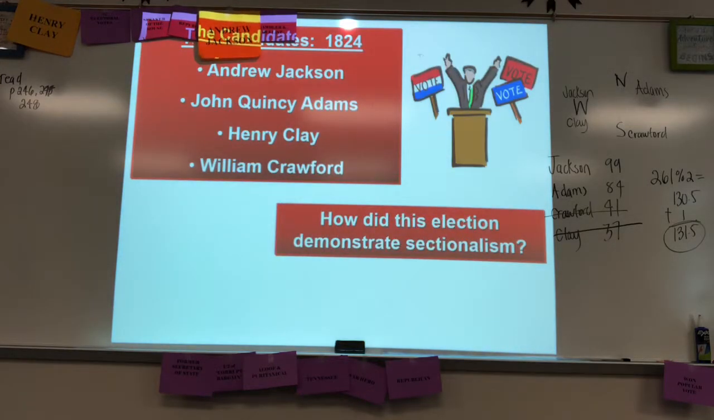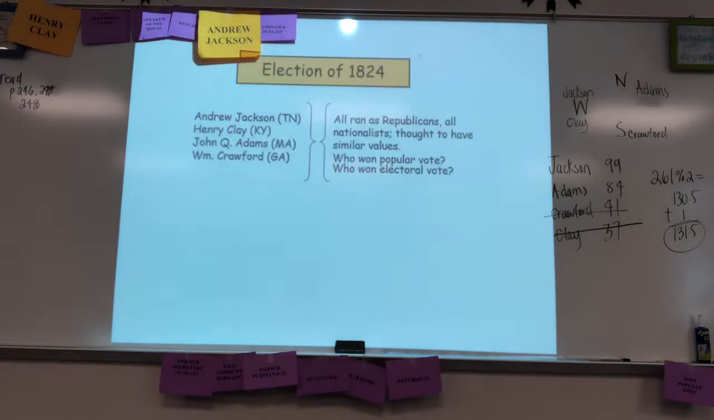So this election actually had 4 candidates. Who got the most votes? Jackson. Who had the second most votes? Adams. Who had the third most votes? And who had the fourth most votes? Clay. And when we look at this, each one's from a different section. What was Andrew Jackson representing? The West. What was Adams representing? North. Clay. West. Crawford. And so this election demonstrates sectionalism because they each had their own candidate, but we know that they have one party.